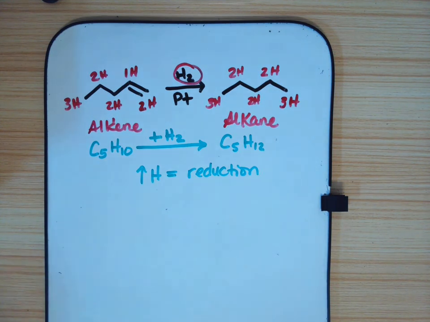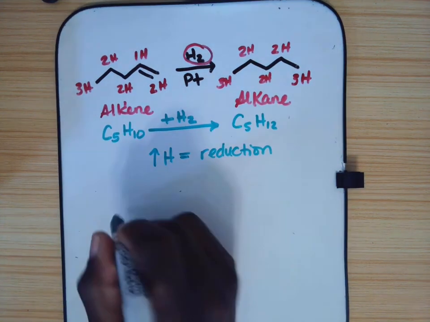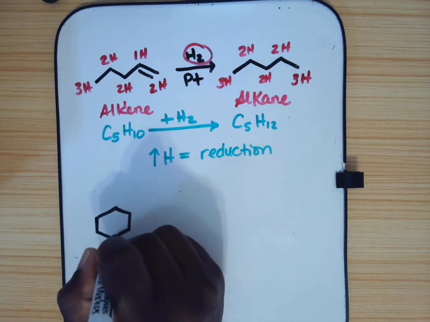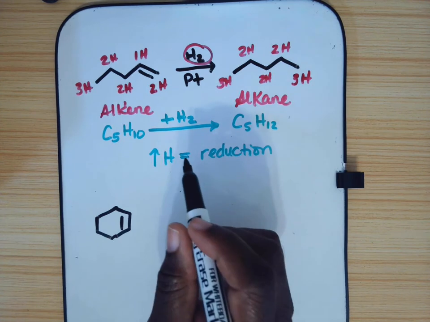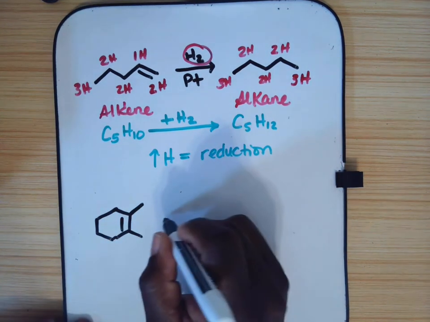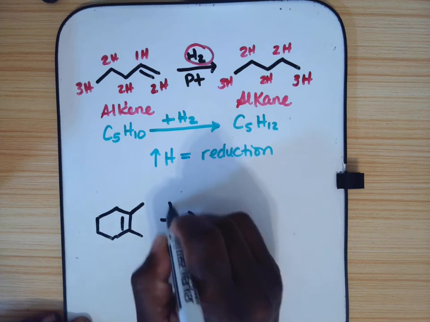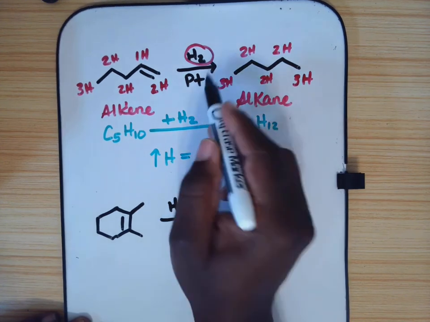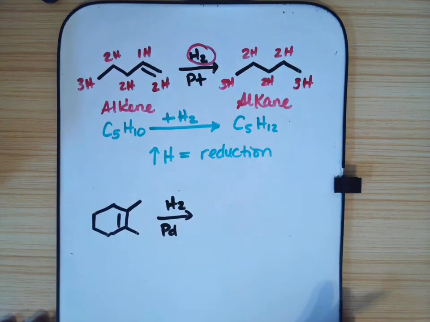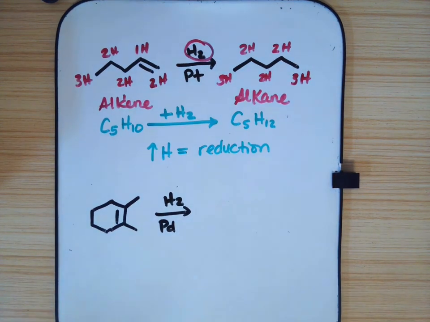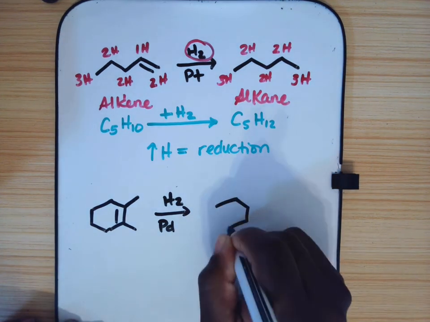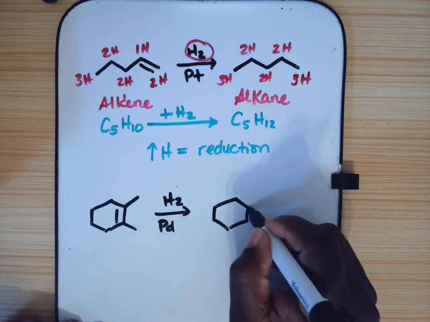So let's look at another one. So let's say we had a ring. So let's look at cyclohexene. I can say I had 1,2-dimethylcyclohexene. Adding hydrogen to that. Since I did platinum there, I'll do palladium. And so these are simply metals from the periodic table. And so to draw that product, again, start by redrawing the compound without the double bond.